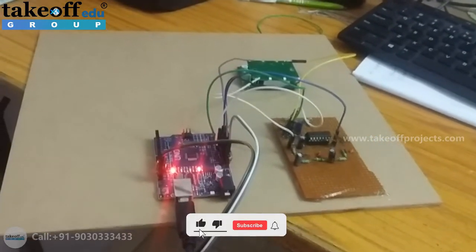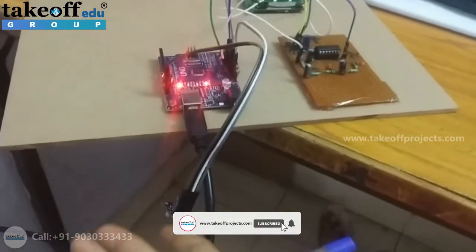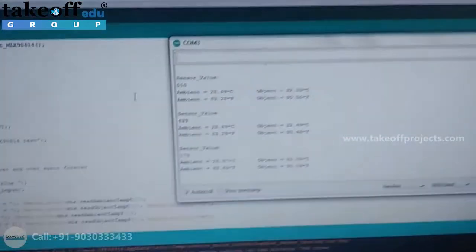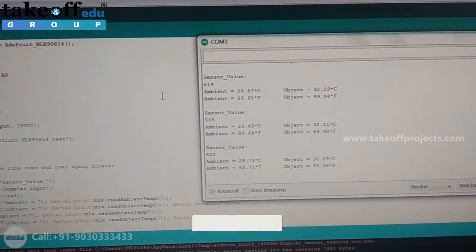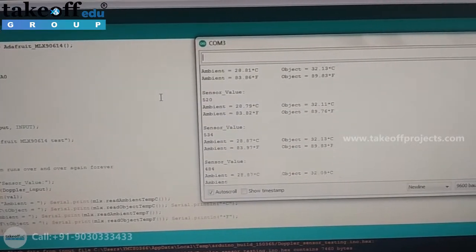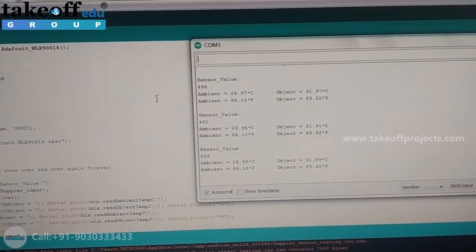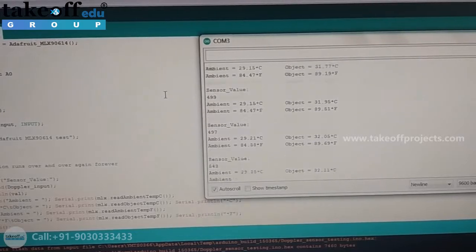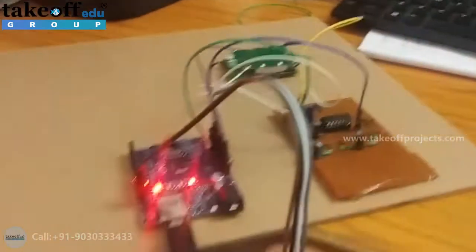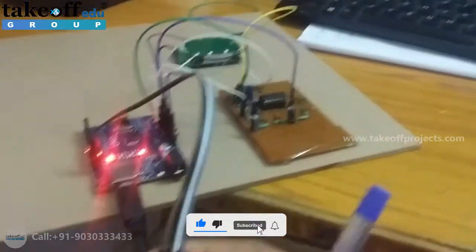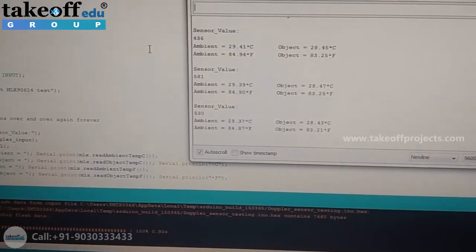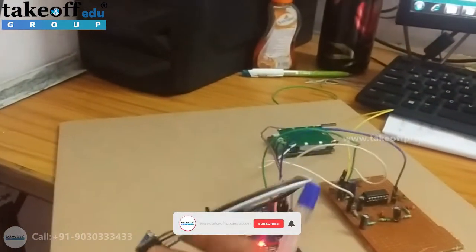Now let us come to the working. Suppose if any object temperature is detected, then the values will vary. These are the values for the Doppler sensor and the ambient and object temperatures. See, now the object temperature is around 31 to 32. Okay. So if there is no object, then it is reducing to 28 degrees Celsius. So this is how the temperature is varying.